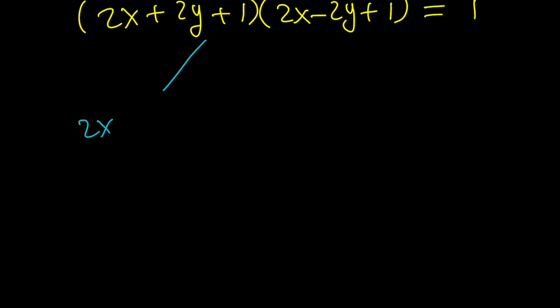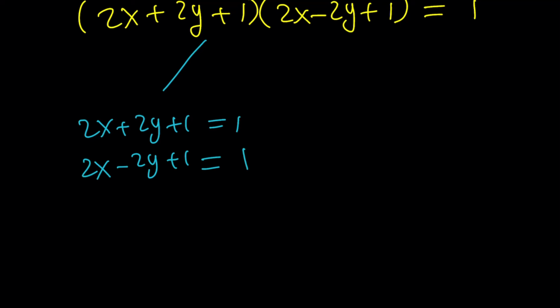So the first case is going to be 2x plus 2y plus 1 is equal to 1, and 2x minus 2y plus 1 is equal to 1. Now, what does that give me? Actually, if you add these equations up, 2y is going to cancel out. You're going to get 4x equals 0, which means x equals 0. And then if you plug in 0, you're going to get y equals 0. So you're going to get (0, 0). Okay, hopefully you can find out what that means.